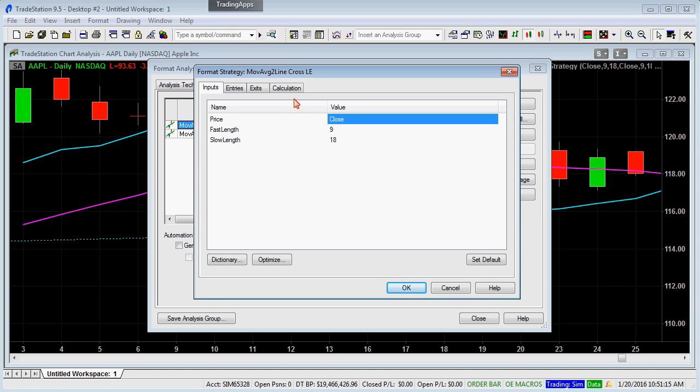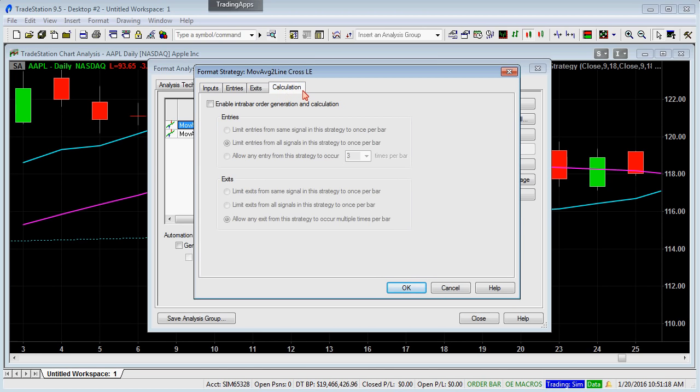But what I wanted to point out is the calculation tab. This is the way that the strategy is being calculated. And there's a setting here that's called Enable Intra-Bar Order Generation and Calculation. It's called intra-bar order generation because it allows the strategy to generate a trade intra-bar, not wait until the close. So this is where you change that behavior. You've got some additional functionality here, like limiting the number of entries in a bar.